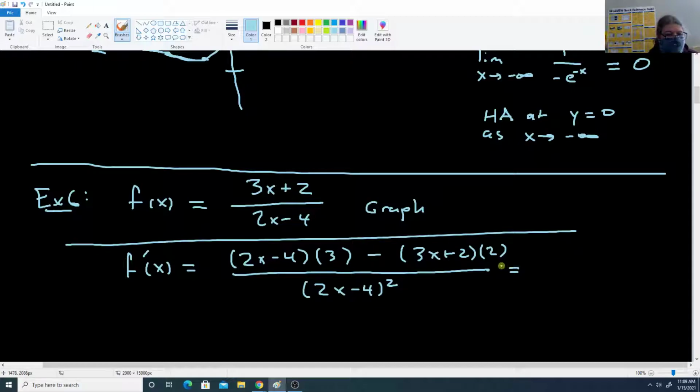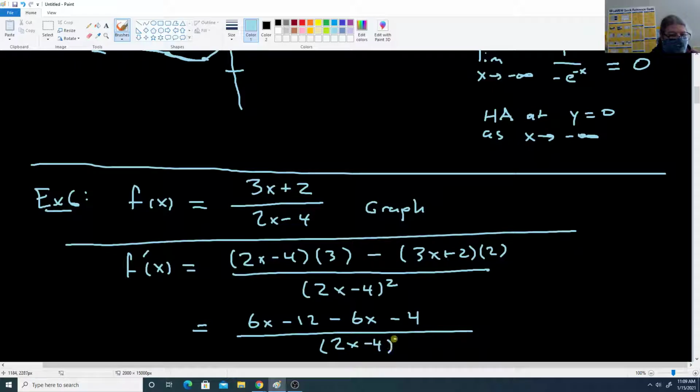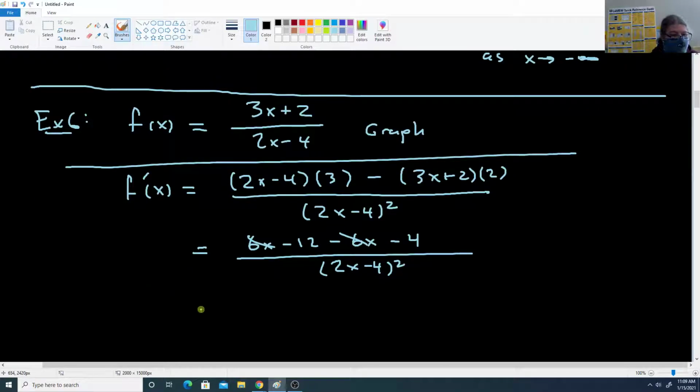This simplifies to, actually we're going to have to simplify it and need more room. So it's 6x minus 12 minus 6x minus 4. That's all over (2x minus 4) squared. These will cancel. So our first derivative is negative 16 over (2x minus 4) whole thing squared. Okay, we'll leave it that way.